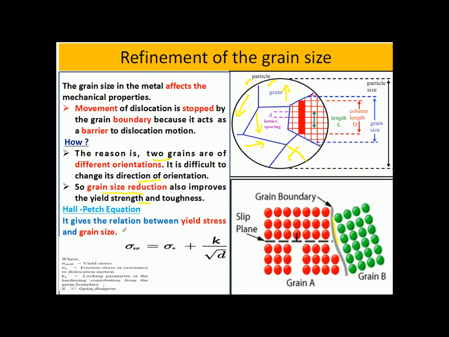Hall-Petch equation. This Hall-Petch equation gives the relation between the yield stress and grain size. The equation is sigma y is equal to sigma 0 plus k divided by square root of d. Here sigma y is the yield stress, sigma 0 is the friction stress, or the resistance to dislocation motion, k is the constant and d is the grain diameter.